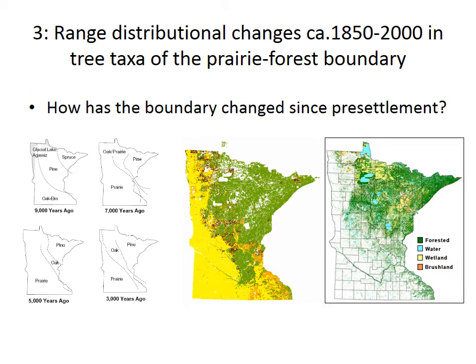The third aspect of the prairie forest border in Minnesota is how it's been changed since settlement by Europeans, which occurred mainly in the late 1800s into the early 1900s. So we're going to compare the vegetation at the time of settlement by Europeans with the year 2000 and look at the tree taxa, since we have good data on where all the tree species were located before settlement, and we have good data today from the inventory. We can compare what has happened to the prairie forest border in the last 150 years.